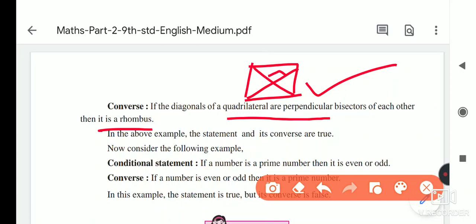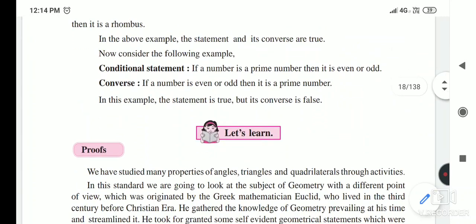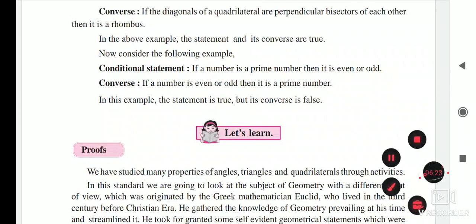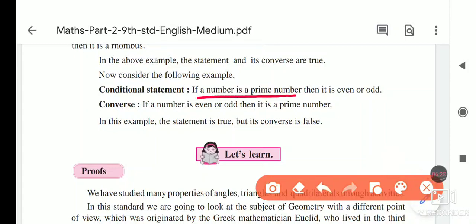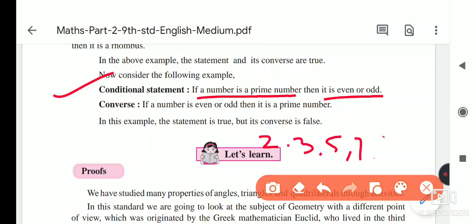Okay, but now we will learn one more example of conditional statements. What is the conditional statement given here? If a number is a prime number, then it is even or odd. Okay, that is the correct statement. You know which are the prime numbers? 2, then 3, then 5, 7, 11, then 13, and so on.